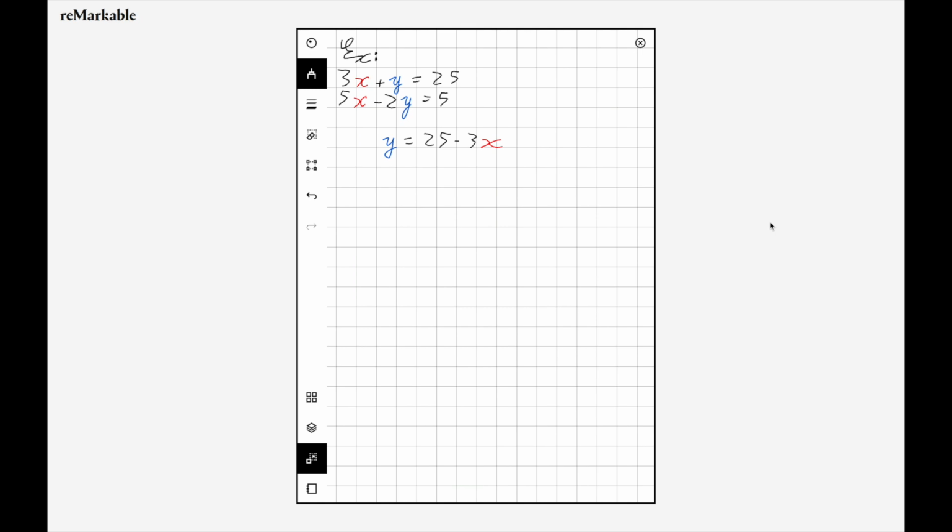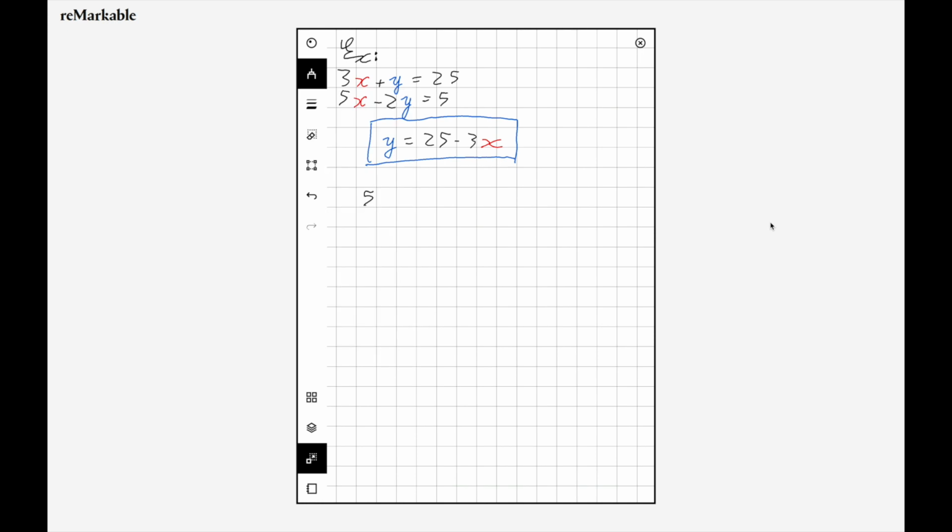y is equal to 25 minus 3x. And what does this mean? This means that if we were to take our second equation, we could replace y with our newfound expression, which is 25 minus 3x, and the equality would still be maintained.